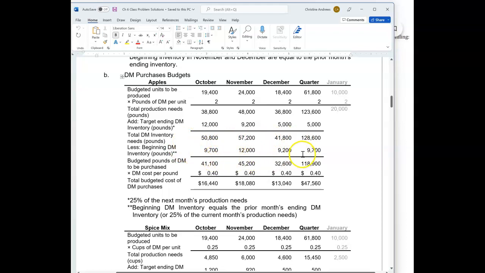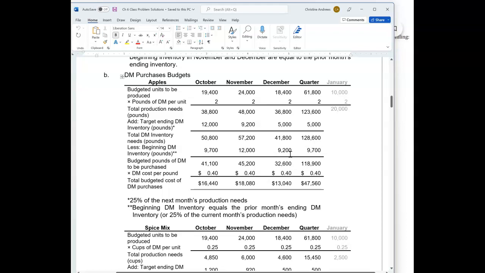subtract our beginning inventory. And this beginning inventory, this 9,700 is 37,800 times 25%. And the 12,000 would be target ending inventory from the prior month. There's the 12,000. The beginning inventory this month would be ending inventory from the prior month. There's the 9,200.